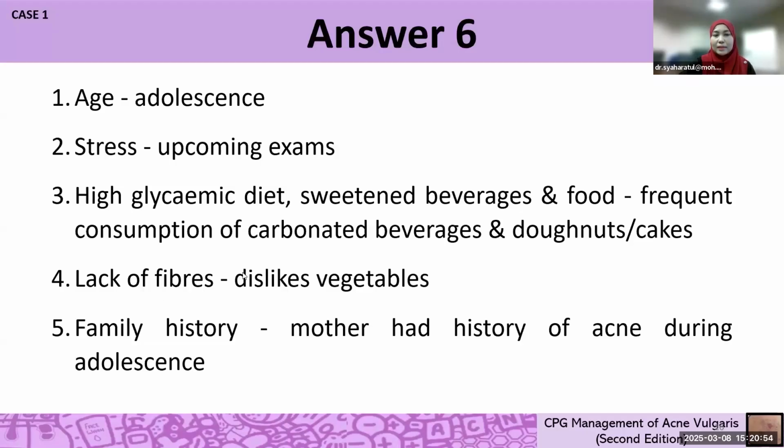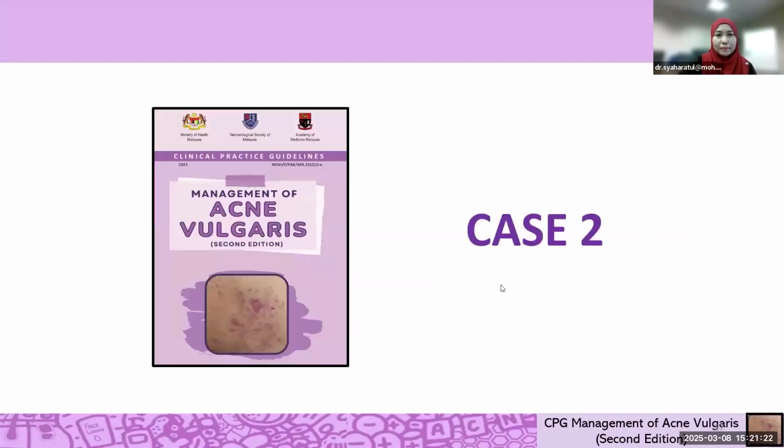Those are the things that can aggravate acne, and the fact that the mother had a history of acne during adolescence. So those are the risk factors and aggravating factors of acne. Bad diet habits, ultra processed food. Ultra processed food contains a lot of salt and sugar, so that can also cause worsening of acne. Right, very good. Everybody's doing well so far.